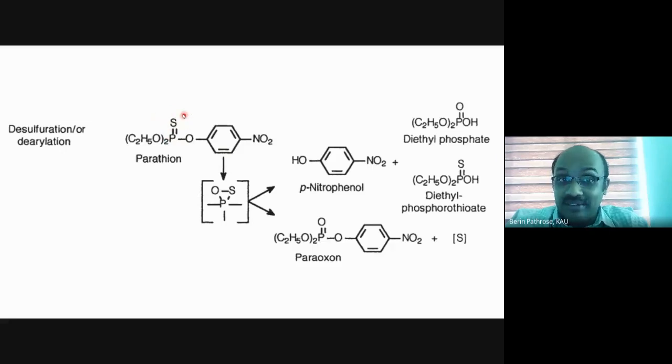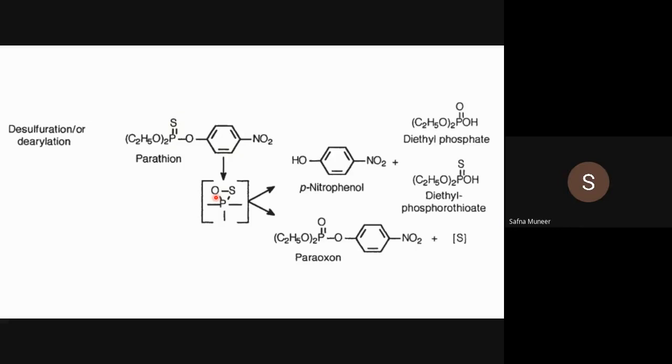So that means desulfuration. But this step, as you all know, is this activation or detoxification? Removal of sulfur atom and addition of an oxygen atom. This desulfuration reaction, activation or detoxification? Detoxification.